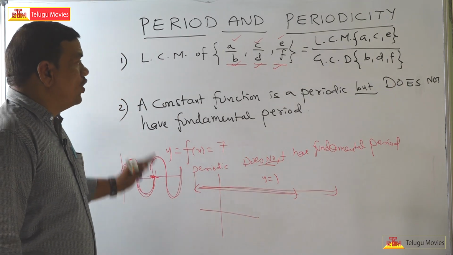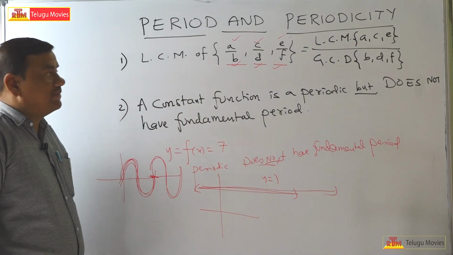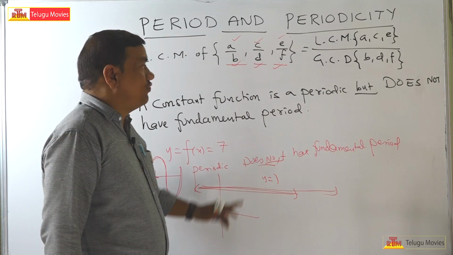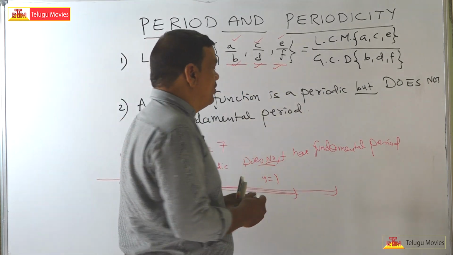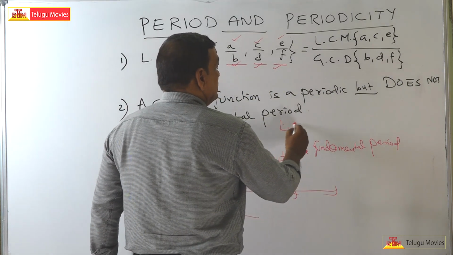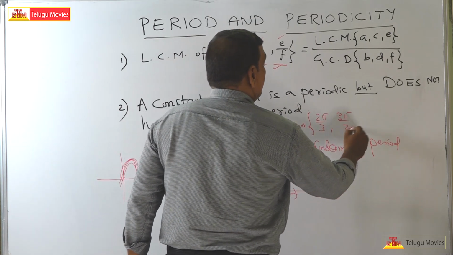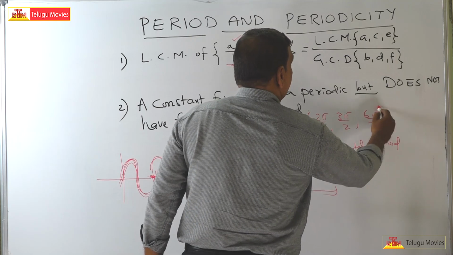Okay? So I hope that you understand these two concepts. The first concept is, if fractions are given, then you have to find the LCM. For example, if you come across this: what is the LCM of 2 pi by 3, 3 pi by 2, 6 pi by 7?